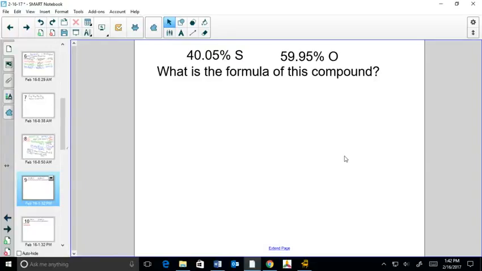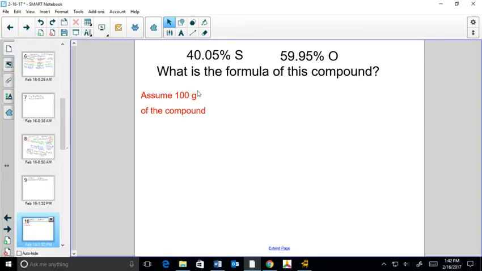Last video, we were looking at finding the percent composition based upon the formula of a compound, but now we're going to do it the opposite. I am giving you the percent composition, and I want you to find the formula for this compound. Well, we begin with an assumption. The assumption is that we have 100 grams of this compound.